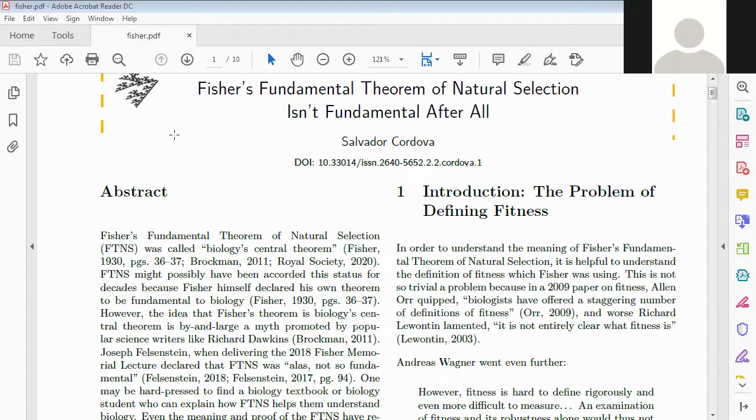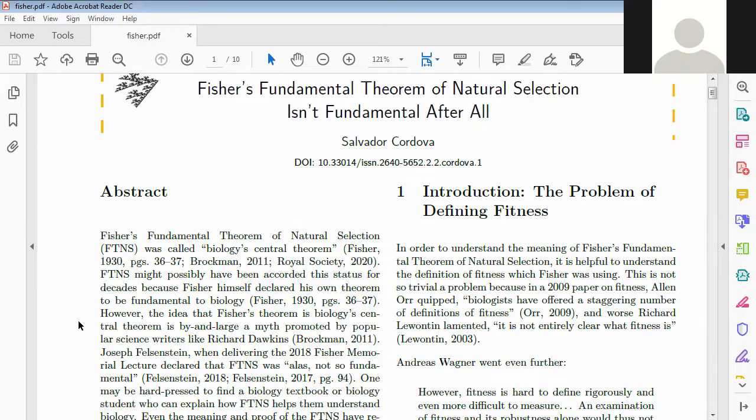It might possibly have been accorded this status for decades because Fisher himself declared his own theorem to be fundamental to biology. The idea that Fisher's theorem is biology's central theorem is by and large a myth promoted by popular science writers like Richard Dawkins. Joseph Felsenstein, when delivering the 2018 Fisher Memorial Lecture, declared that FTNS was, alas, not so fundamental.